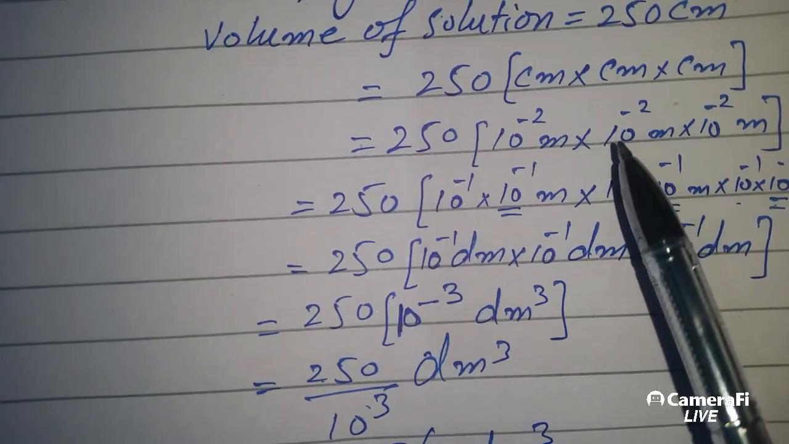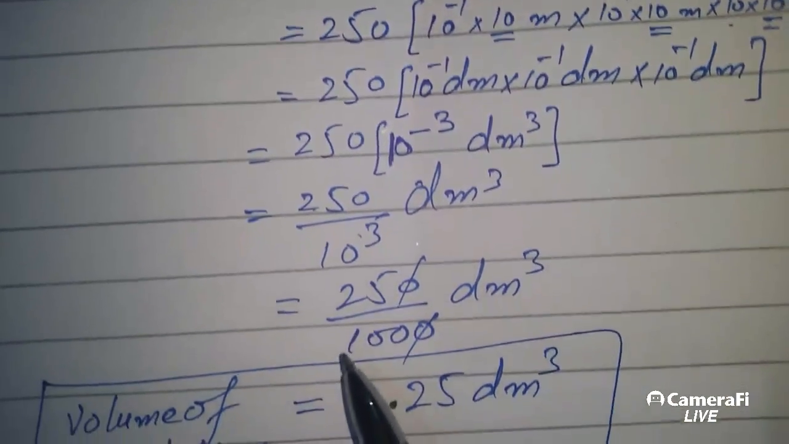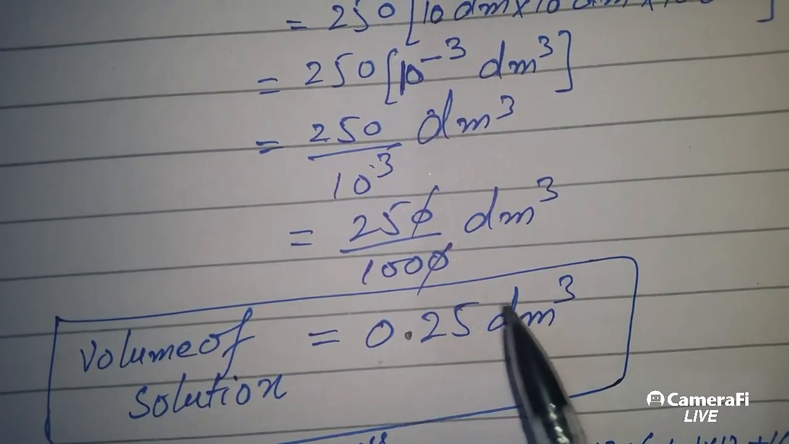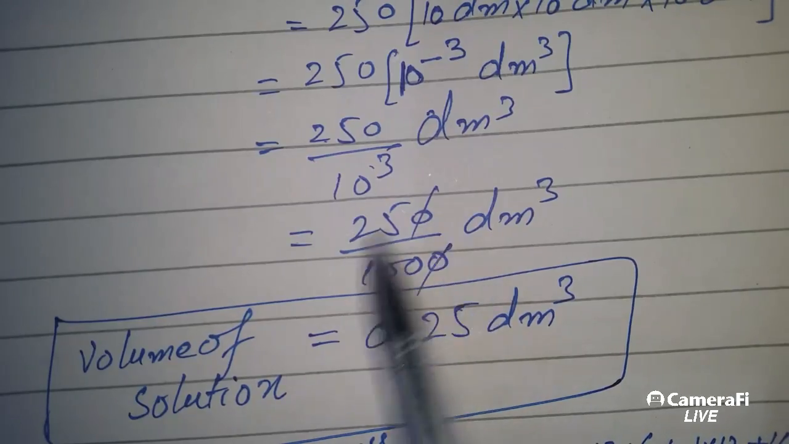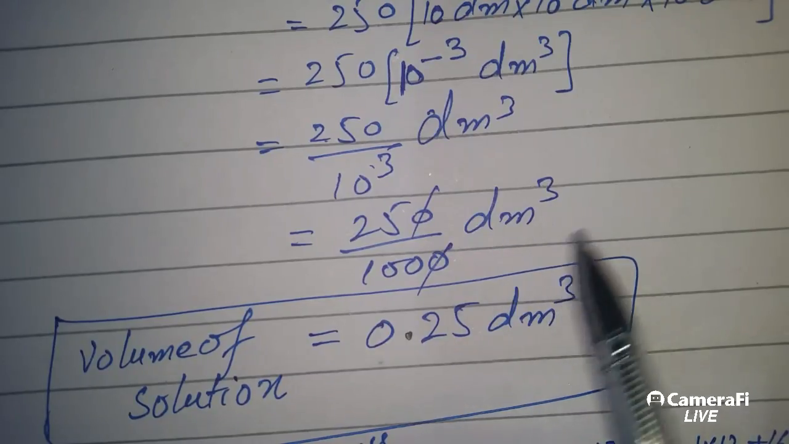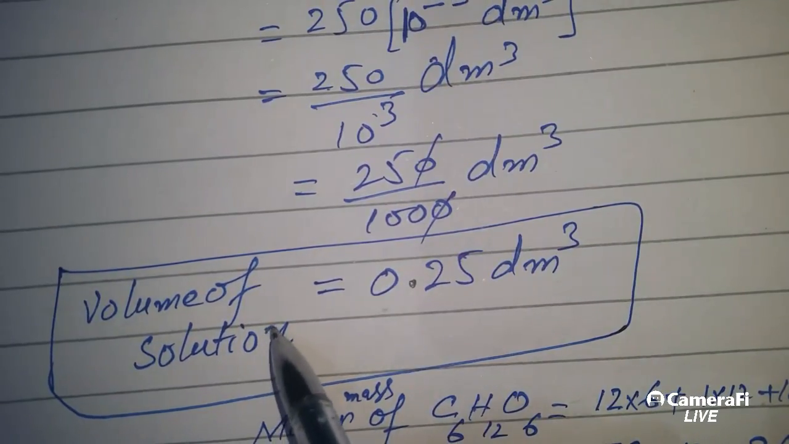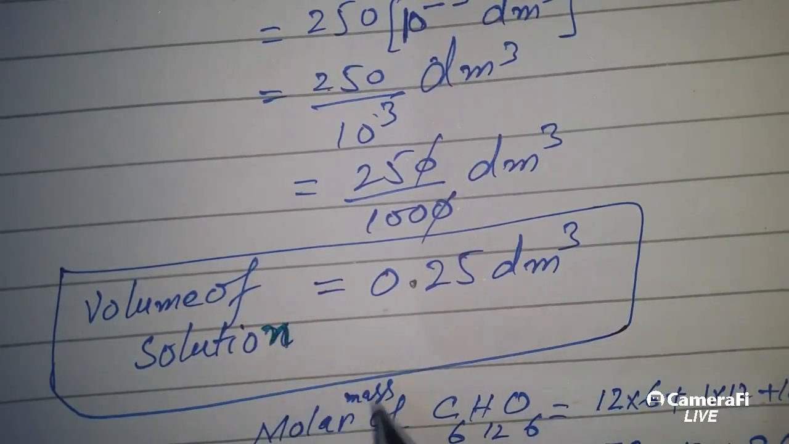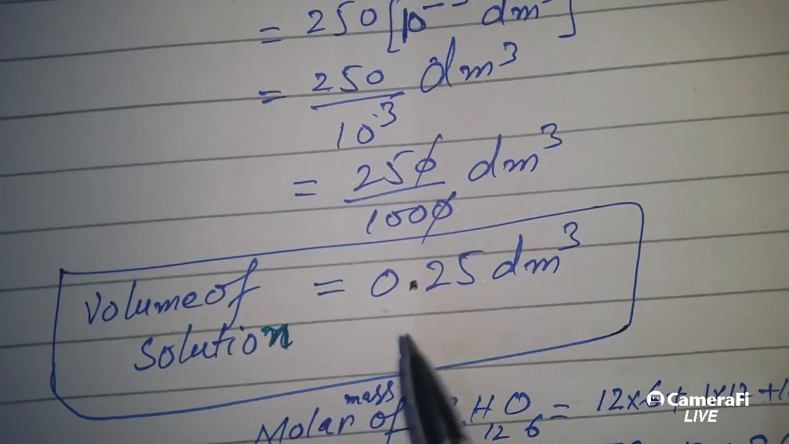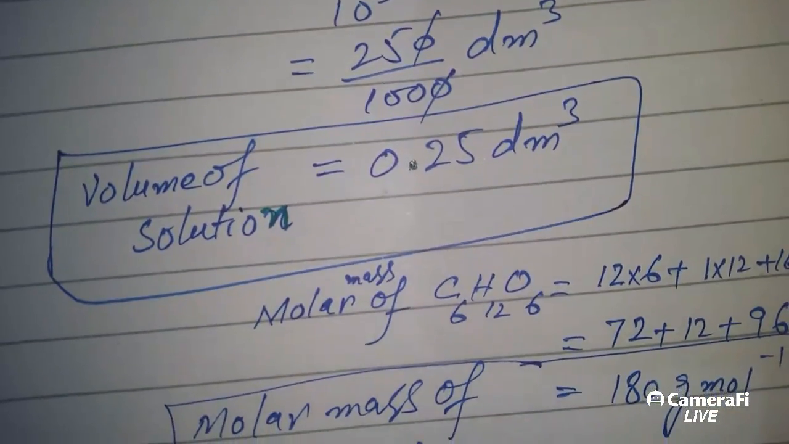For a shortcut, you just divide the figure with 1000 and you will change cm cube into dm cube. Just divide the number with 1000 and the cm cube will be converted into dm cube. So volume of solution is 0.25 dm cube. Now we want to find the molarity.